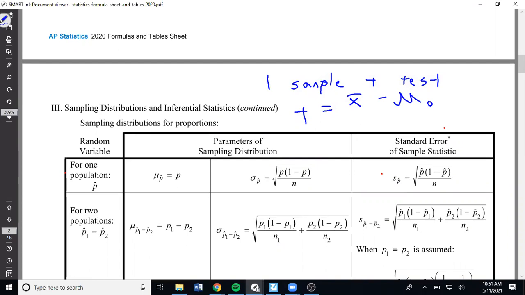When we get into two proportions or two samples, a lot of times what goes here is 0, because our null hypothesis is that the mean difference is 0. And then over our standard error, and if you look down for one sample means, our standard deviation formula is s sub x over square root of n. So that's what your formula should look like.